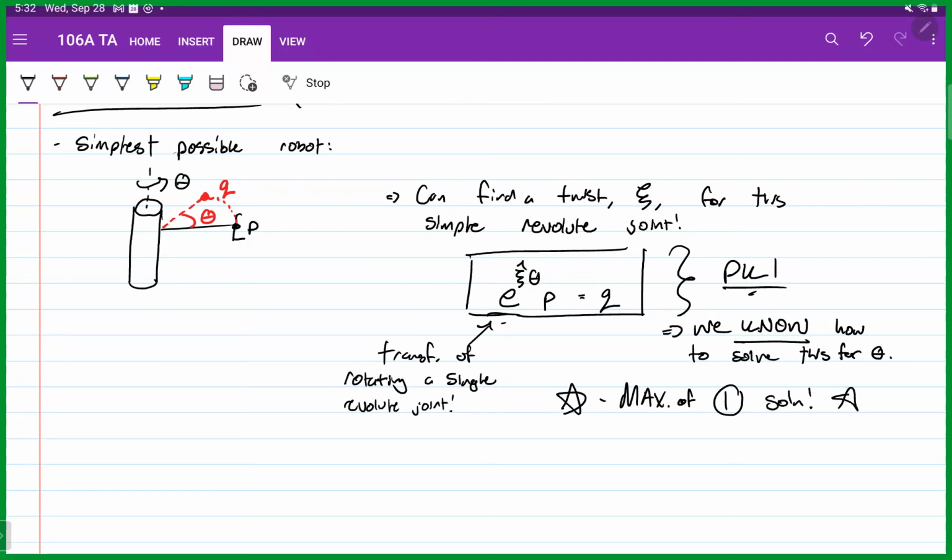This is our first subproblem. We're going to take this single revolute joint and rotate it to the point that we want to be at using e to the xi hat theta times p equals q. We're going to apply the solution of subproblem 1 to figure out what this theta is. So we ignore theta plus 2 pi, plus 4 pi, etc. We just consider that single original angle theta to be our solution. Did you have a question?